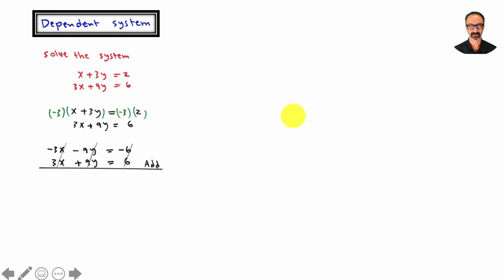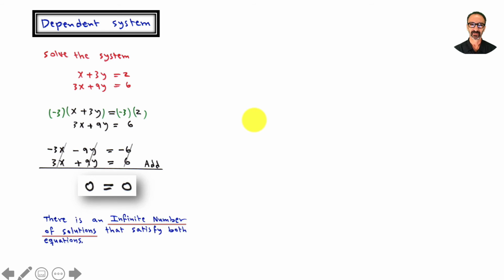Once you do that and you try to add them, everything cancels. 0 equals 0. That means there is an infinite number of solutions that satisfy both equations, because 0 equals 0 is a valid statement. It did not give me anything like x equals or y equals. Well, why does this happen? Because you're subtracting an equation from itself.